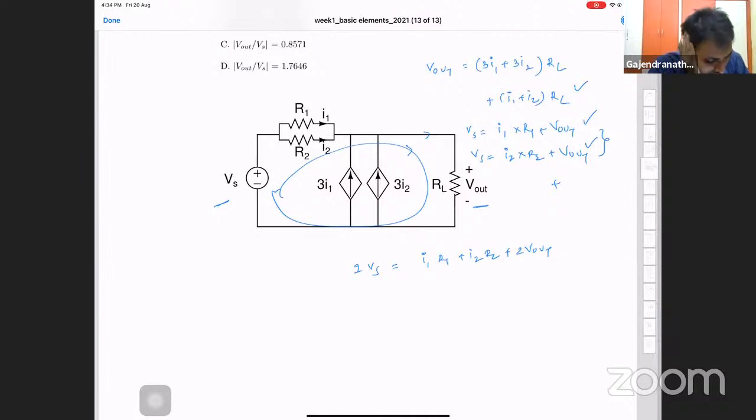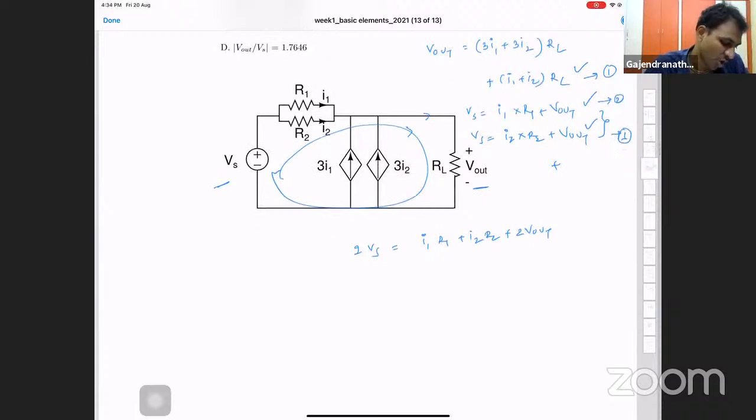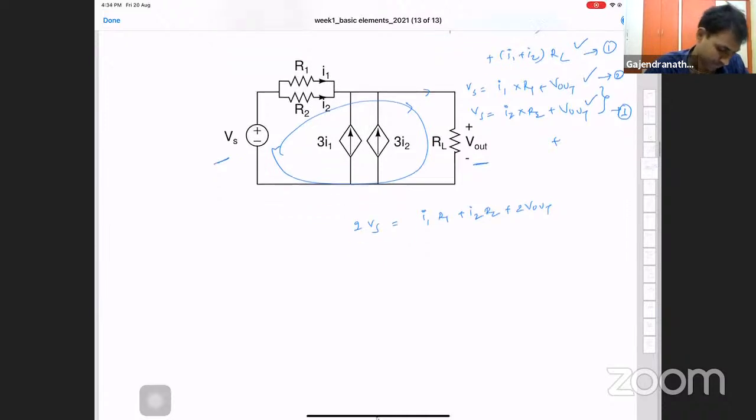Now, how many equations do we have? 3 equations. One equation is V out equal to 3I1 plus 3I2 times RL plus I1 plus I2 times RL. Other equation is Vs equal to I1 R1 plus V out. Other equation is Vs equal to I2 R2 plus V out. So this is equation 1, this is equation 2, this is equation 3. Now you can use 3 equations and solve for V out, I1 and I2.